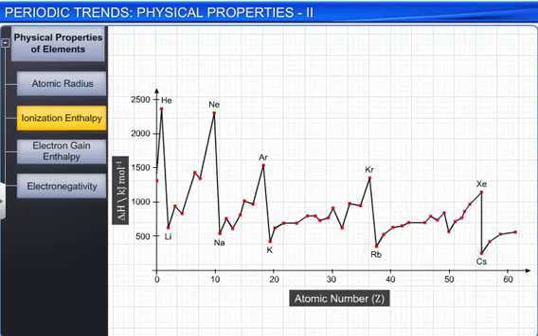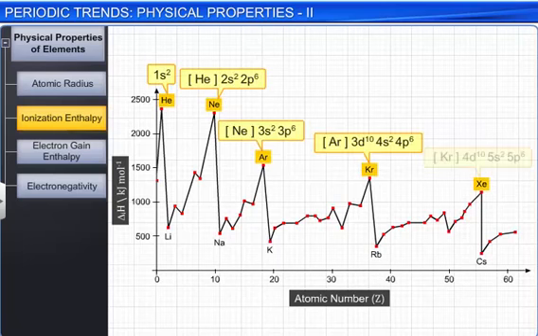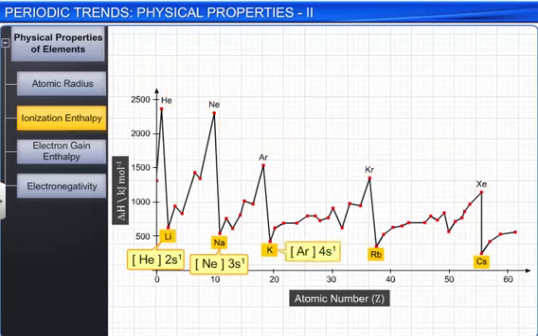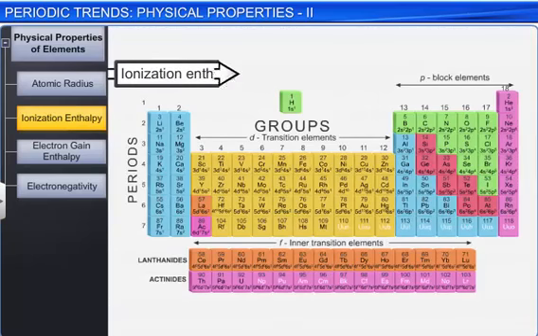As you can see from the graph, noble gases with stable ns2 np6 configuration have the maximum first ionization enthalpies and hence are chemically inert. The alkali metals, with one electron in their valence shell, on the other hand, have the lowest first ionization enthalpies and hence are highly reactive. The ionization enthalpy generally increases across the period because of the decrease in atomic size.